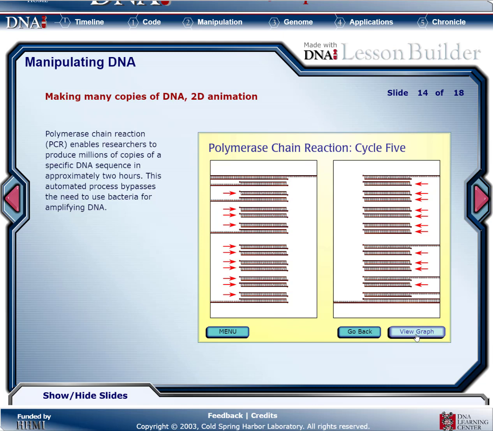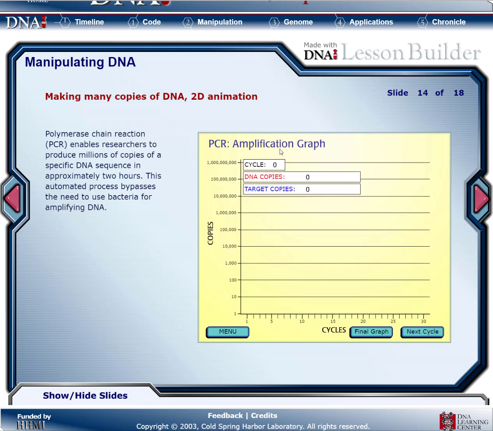Now we're going to view the graph. PCR amplification graph: cycle, DNA copies, and target copies. Here we have the copies, and here we have the cycles. Okay, next cycle. So cycle 1, we have DNA copies are 2. Target copies are 0.